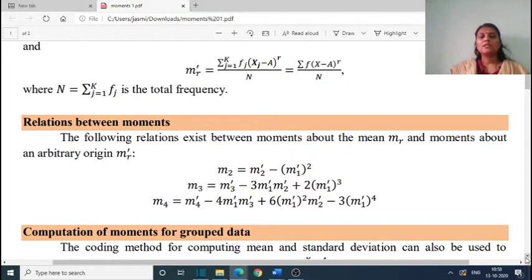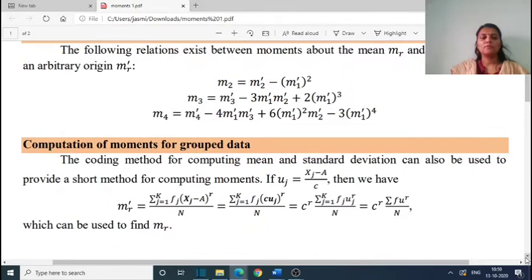Now the relations between moments. The following relation exists between moments about the mean mr and the moments about the arbitrary origin mr dash: m2 is equal to m2 dash minus m1 dash square. m3 is equal to m3 dash minus 3 m1 dash m2 dash plus 2 m1 dash all cube. m4 is equal to m4 dash minus 4 m1 dash m3 dash plus 6 m1 dash square m2 dash minus 3 m1 dash raised to 4.